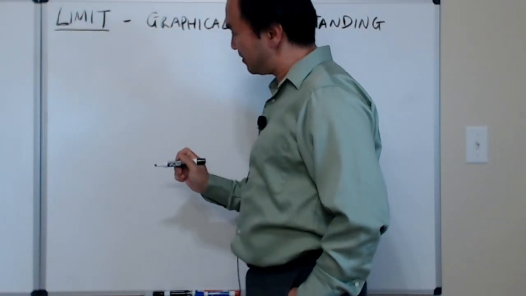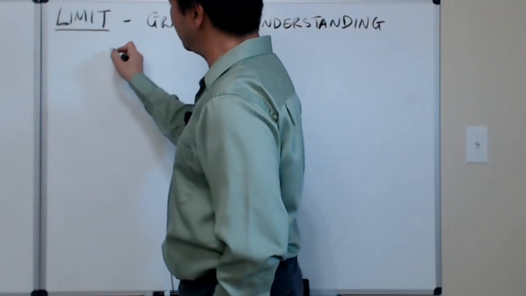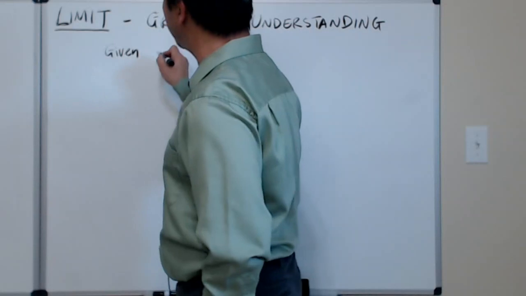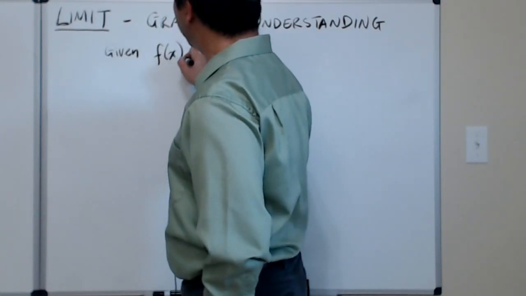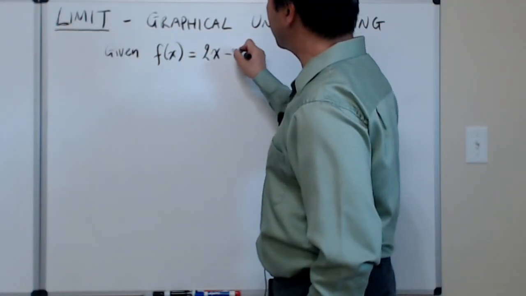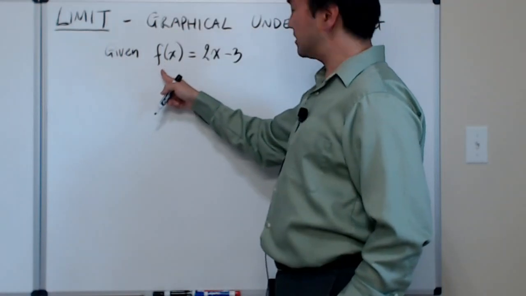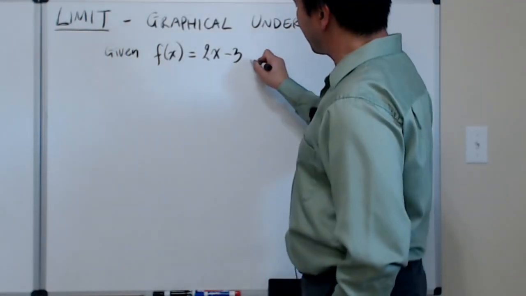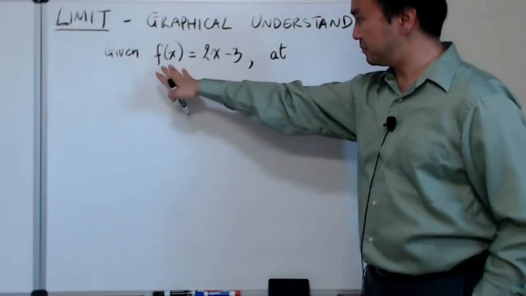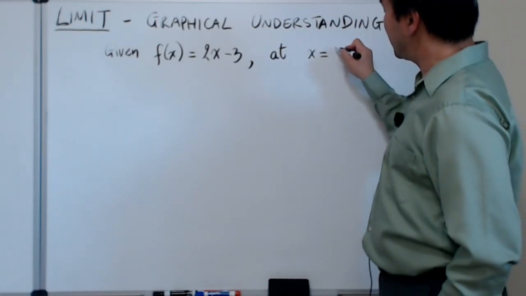Introduction problem. In our earlier lecture, we had a given function f of x defined to be 2x minus 3. So once again, our function given here is f of x being 2x minus 3, and besides having a given function, we also had a given point at x equals 2.